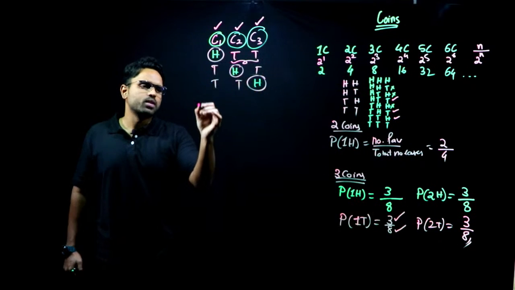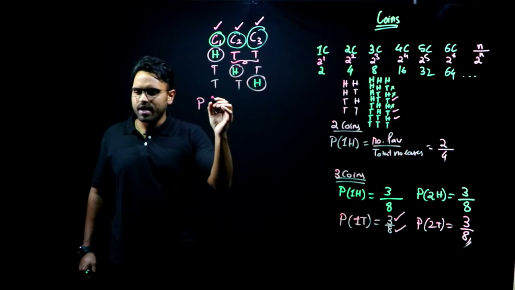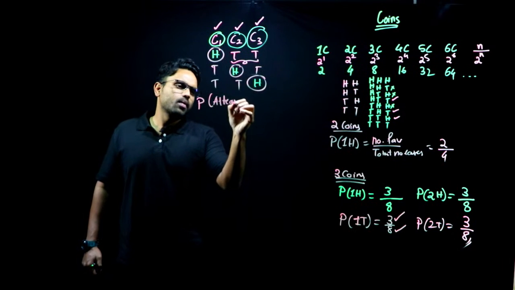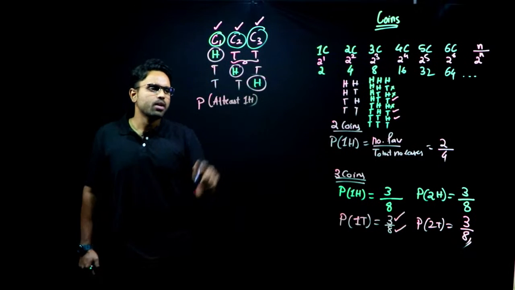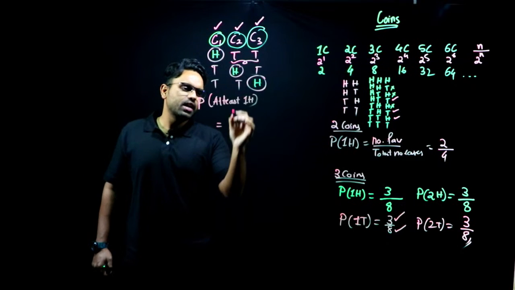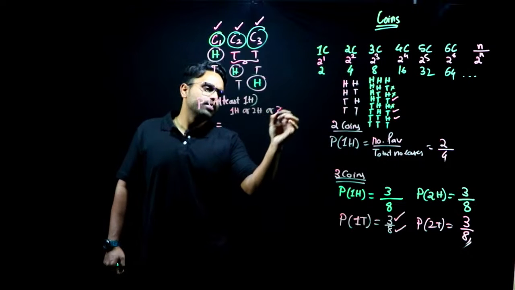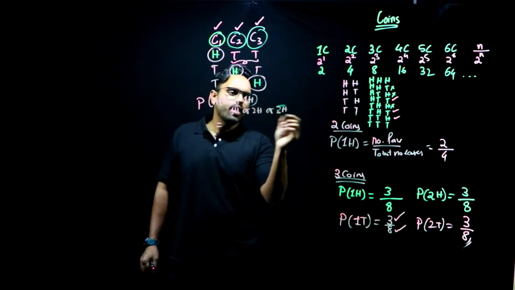Next, it can be asked what? Probability of getting at least 1 head. What does that mean? At least 1 head meaning minimum 1 head. So, I can write the condition as 1 head or 2 head or 3 head.